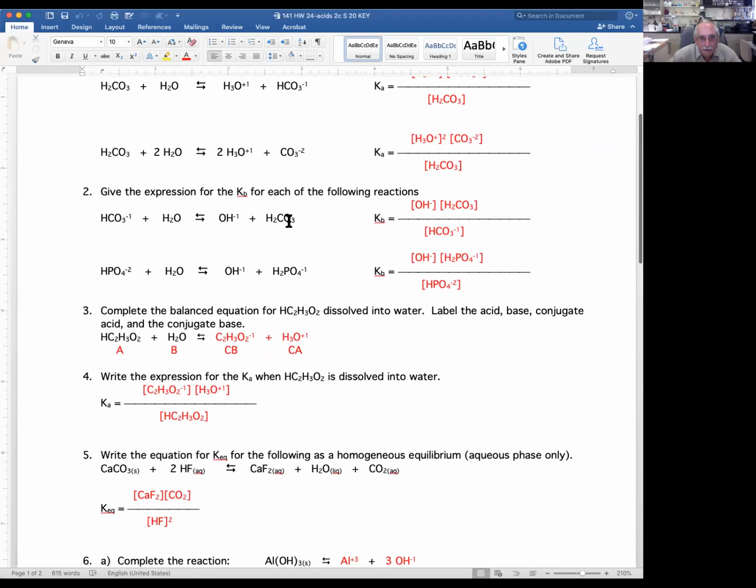The same thing over here, but here we call it a KB because here it's acting like a base. Here the hydrogen carbonate is taking a hydrogen away from water to form carbonic acid, and when it does that, it leaves the hydroxide. That's why I call it the KB. Similar thing for over here.